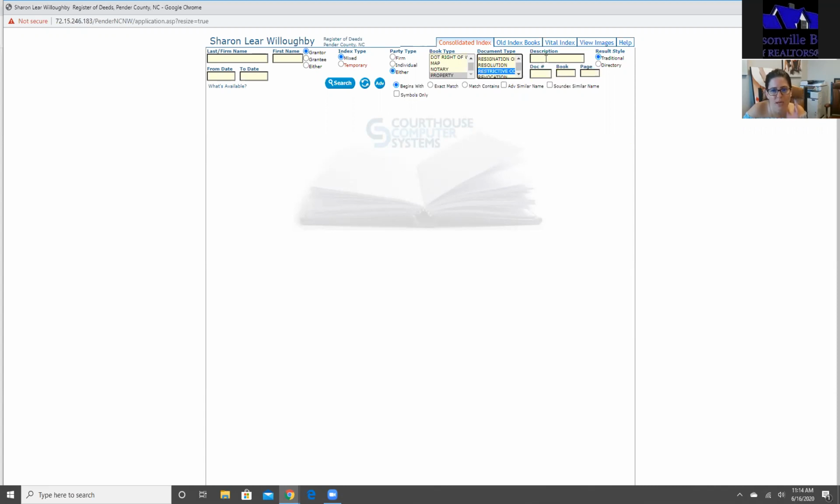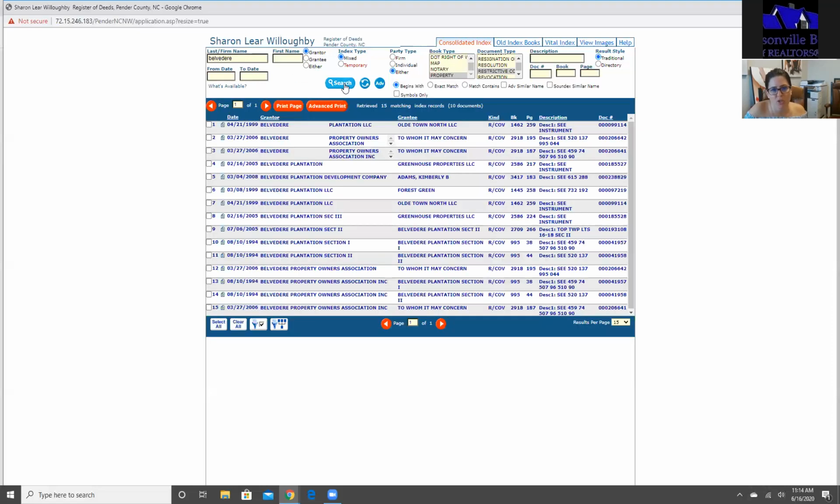And then, let me think. Okay, so let's say we're looking for Belvedere Plantation and it didn't come up any other way. So we're trying it this way. Once we hit search, it should pull all of those up. Okay, so it should be pulling up just restrictive covenants or any declarations. Okay, and there are a lot of them.